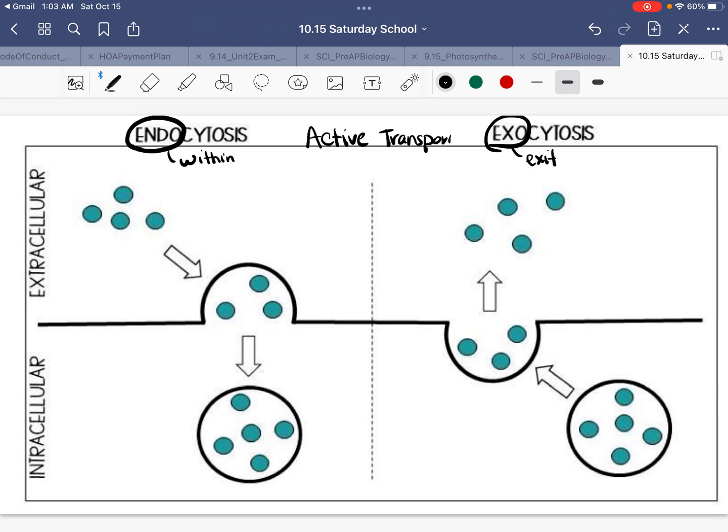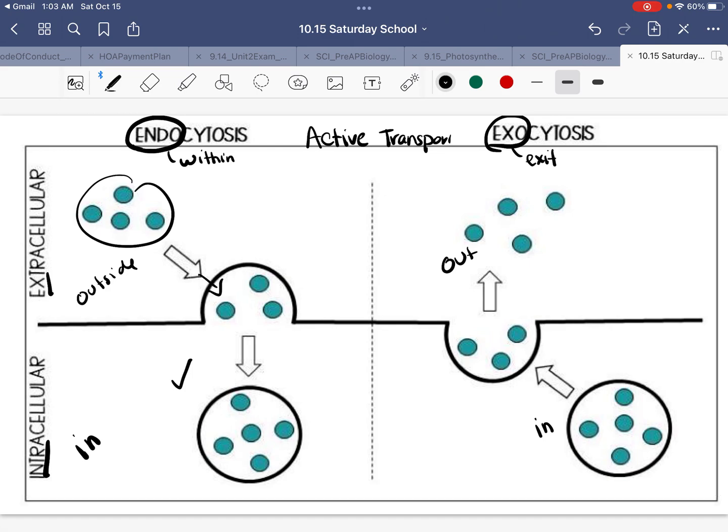Again, in endocytosis, think of an endoscopy. You're going into your body. So that's what's happening here. These little particles get into the cell membrane and they go into the cell. Intracellular means inside, extracellular means outside. On the other hand, in exocytosis, sometimes something is inside the cell and it kicks it out. Normally it's hormones or waste that they don't need.